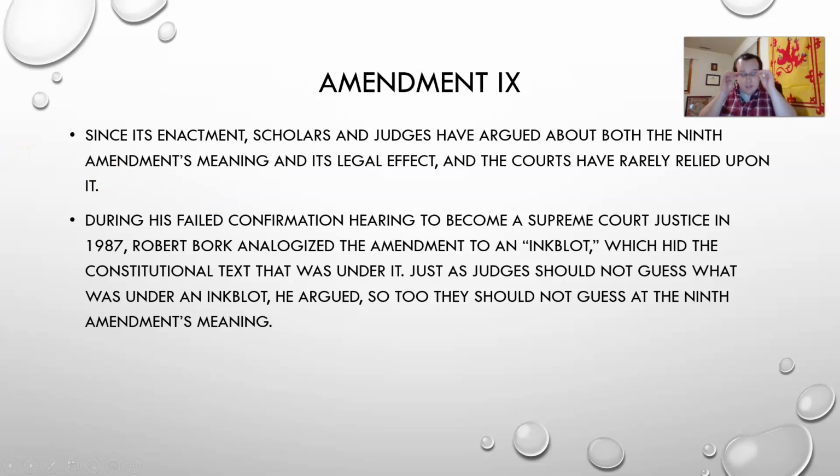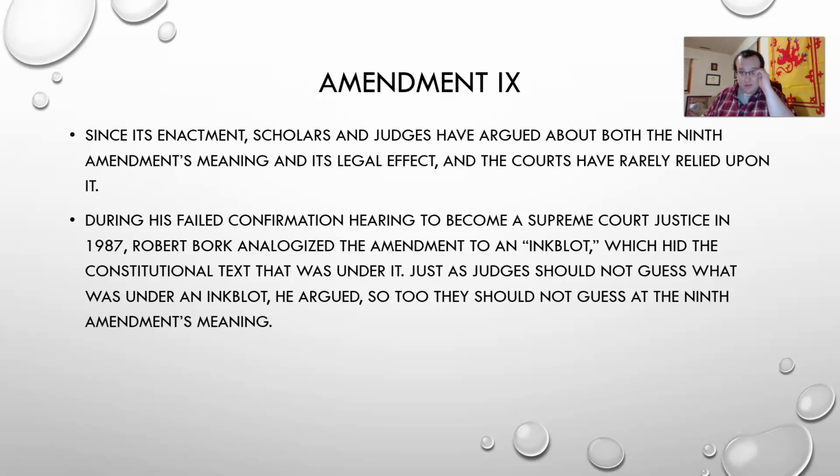So since the enactment of the Bill of Rights, there have been scholars, there have been judges, lots of people really have argued about what Amendment 9 actually means and the legal effect that it has. And the courts haven't really relied upon Amendment 9 for any sort of judicial interpretation.